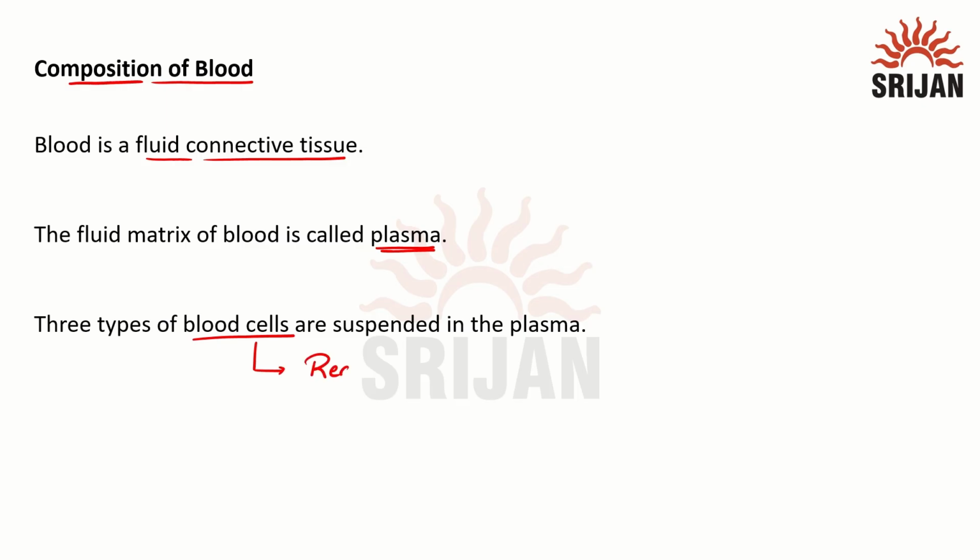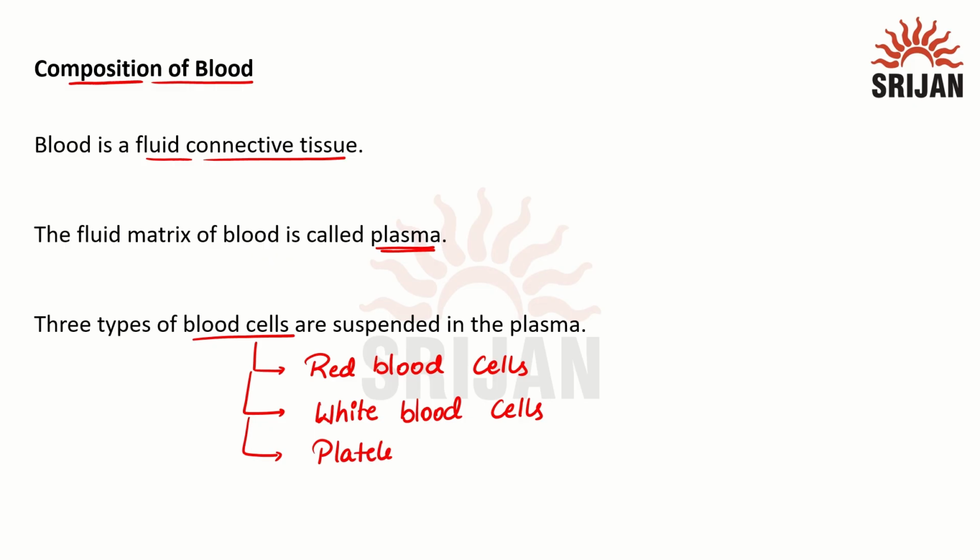One is the red blood cells, also known as the erythrocytes. Second is the white blood cells which lack the red pigment, that is the hemoglobin, hence they are white in color. Third is the platelets which help in the blood clotting process. So these three blood cells are suspended in the plasma.